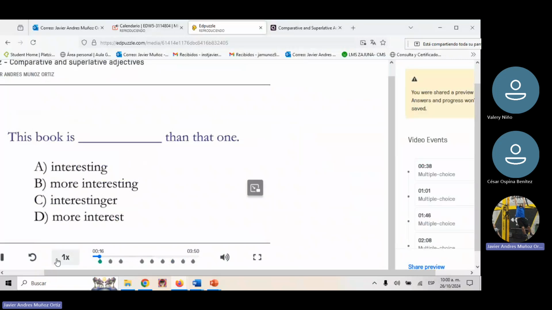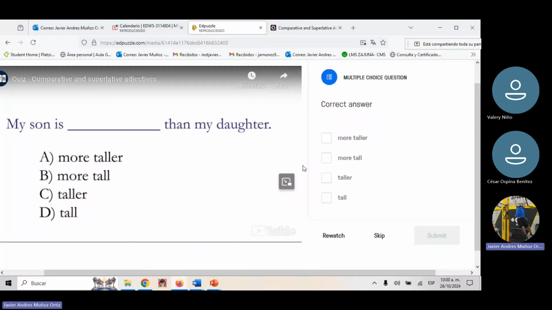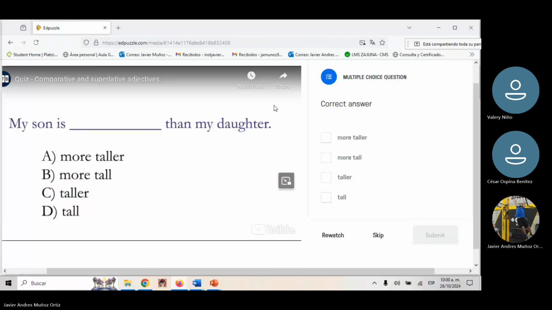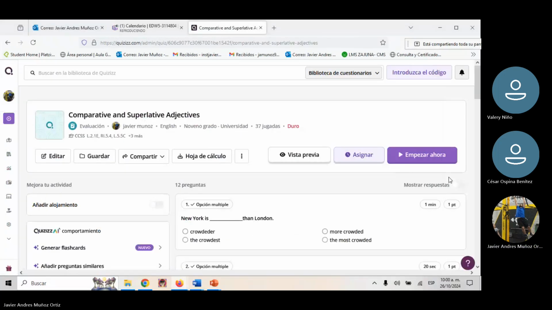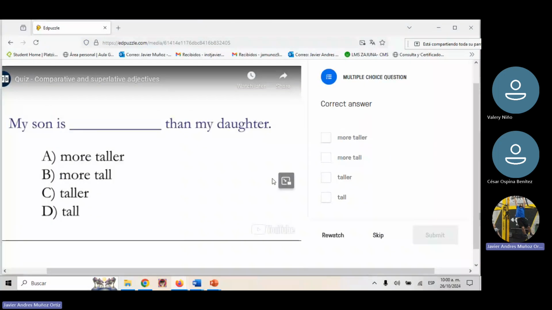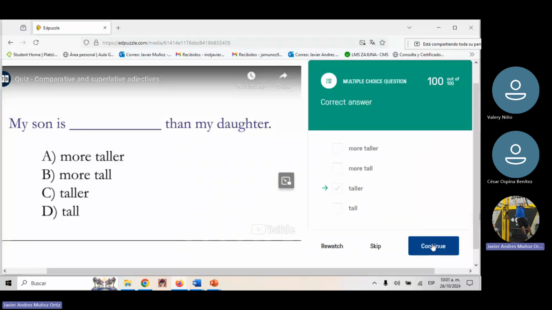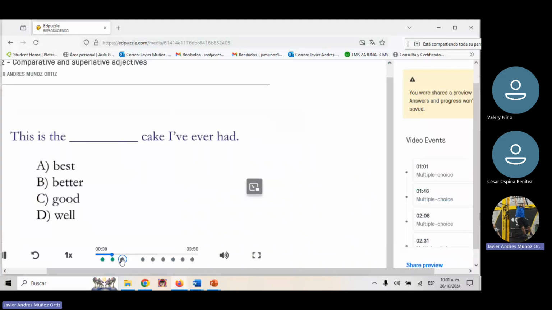Okay, so question for you. My son is than my daughter. More taller, more tall, taller, or tall. You can open the microphone or type your answer in the chat so I will be able to choose the correct option. Okay, I have the answer. Option C, and the answer is taller. Correct. Good. My son is taller than my daughter. Good. Let's go with the next one.